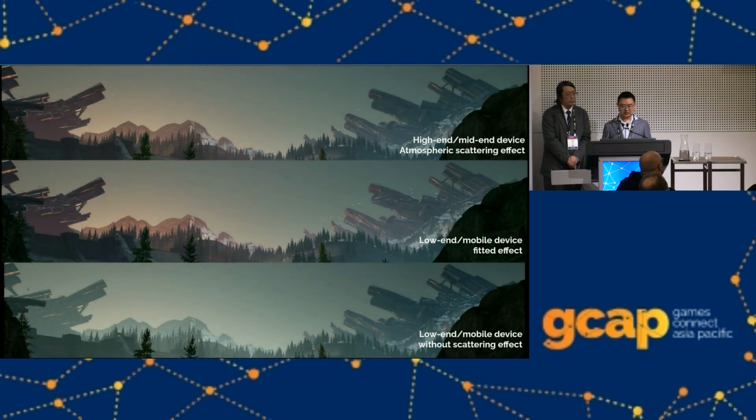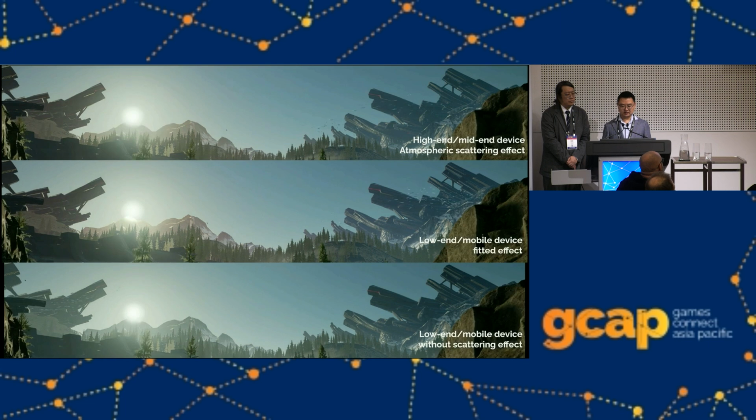This is the atmospheric scattering fitting effect at dawn. To facilitate comparison, we capture the parts where atmospheric scattering is most visible for a unified comparison. The top row shows the atmospheric scattering effect on a PC. The middle row shows the fitted effect. The bottom row shows the effect without scattering.